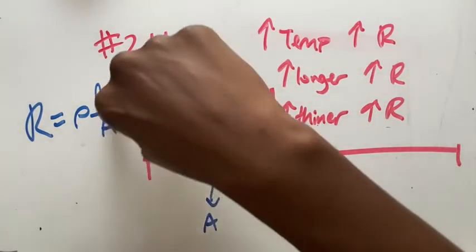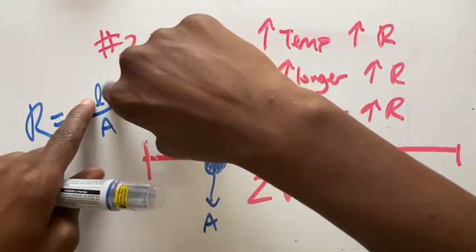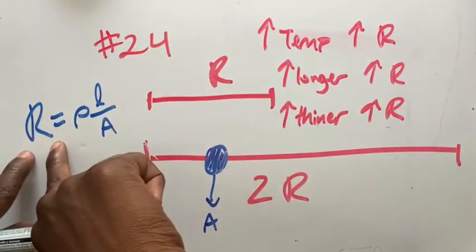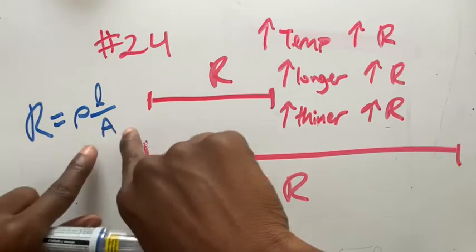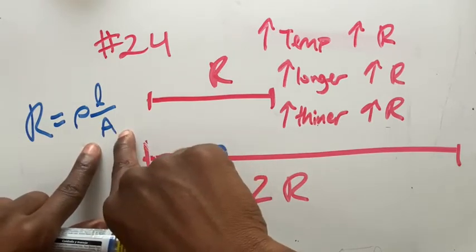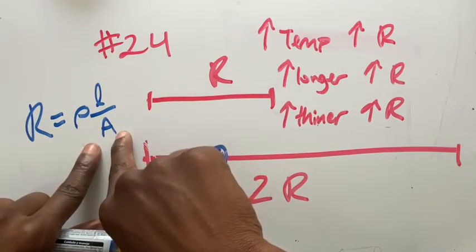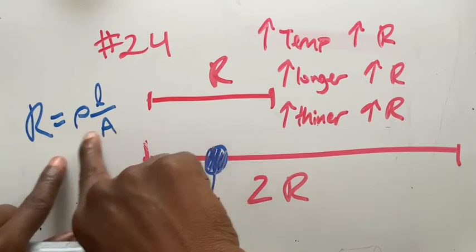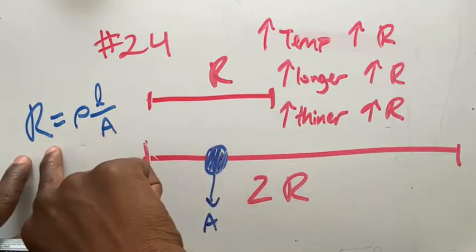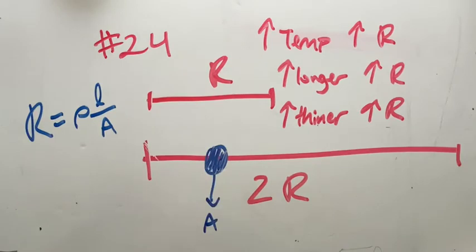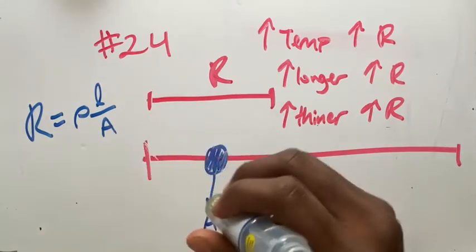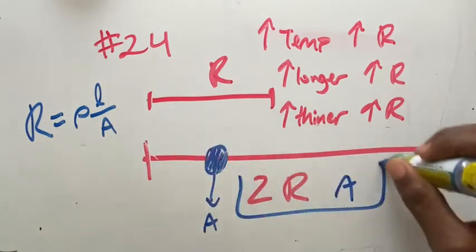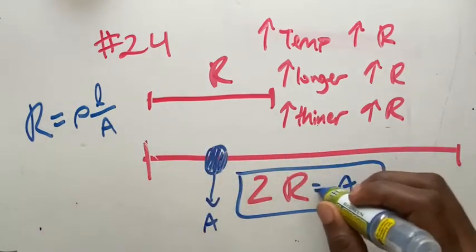So we have the length up here. If the length is longer, that increases the resistance. We see the area is on the bottom. So if the area gets bigger, then the resistance gets lower because it's on the bottom. So the answer here is going to be A, which is 2R.